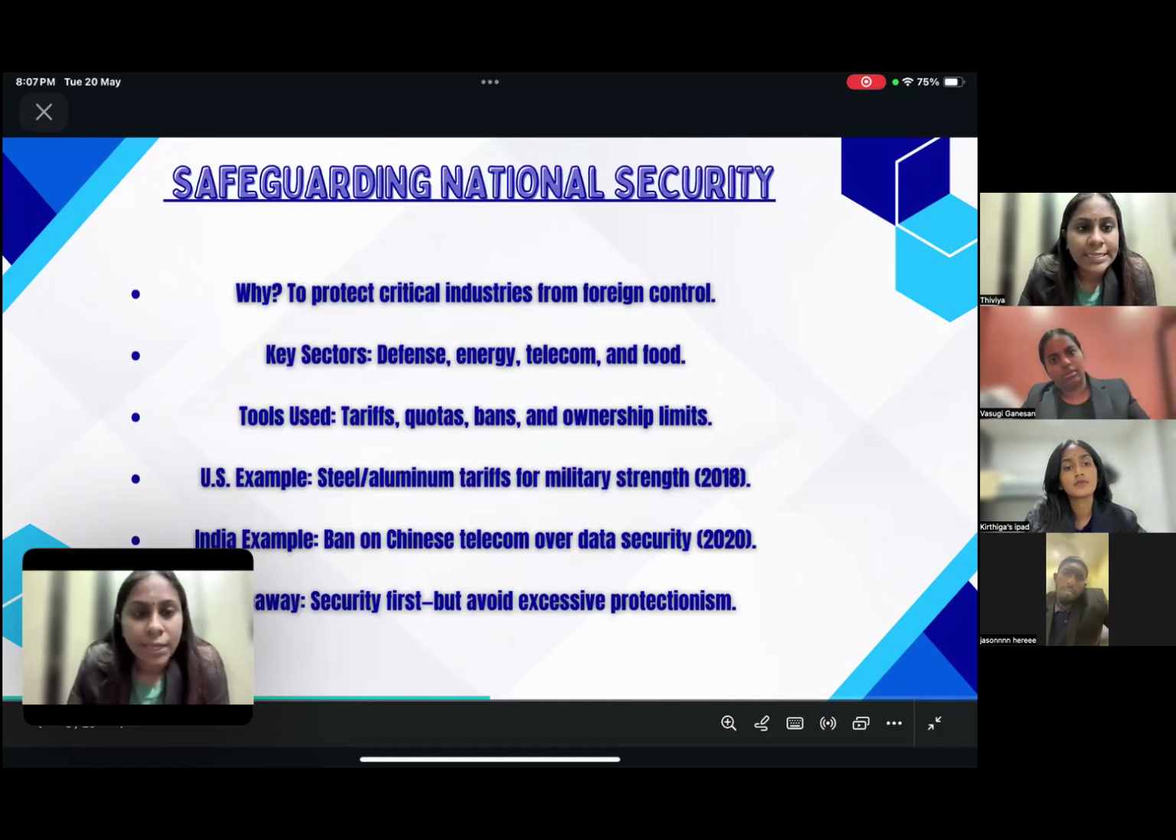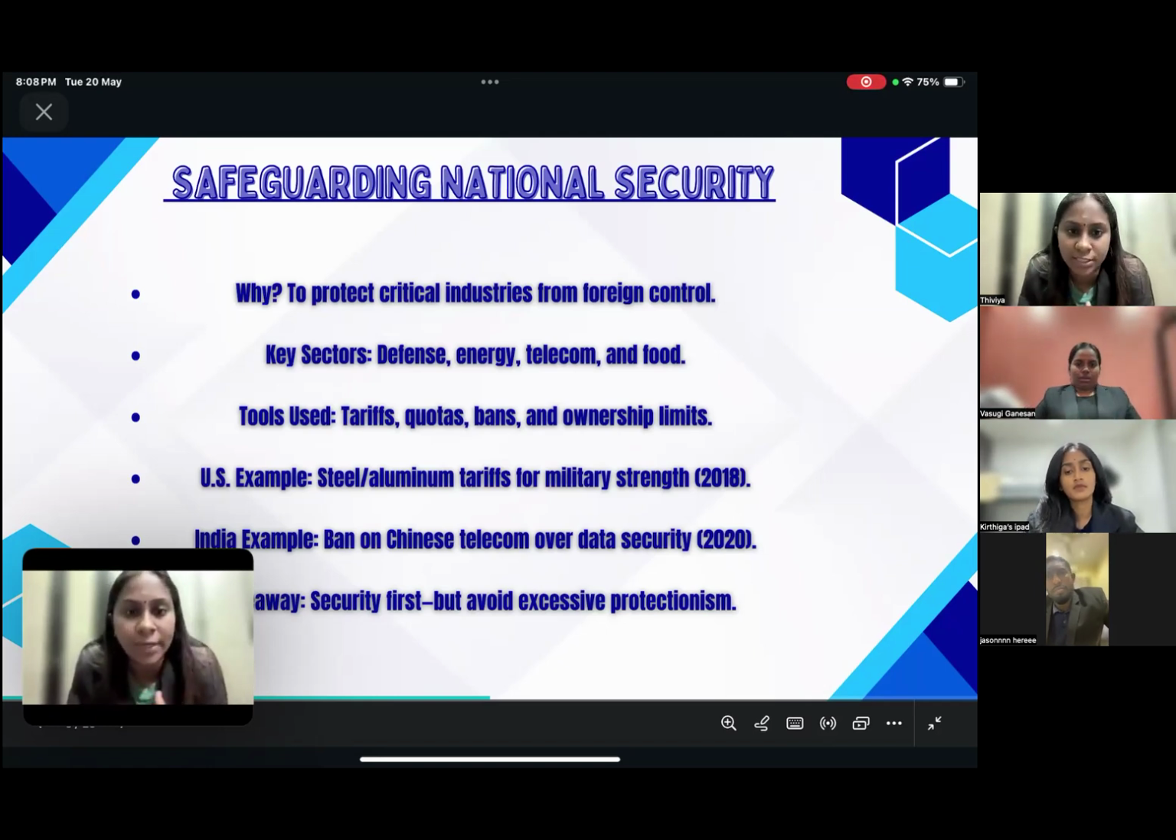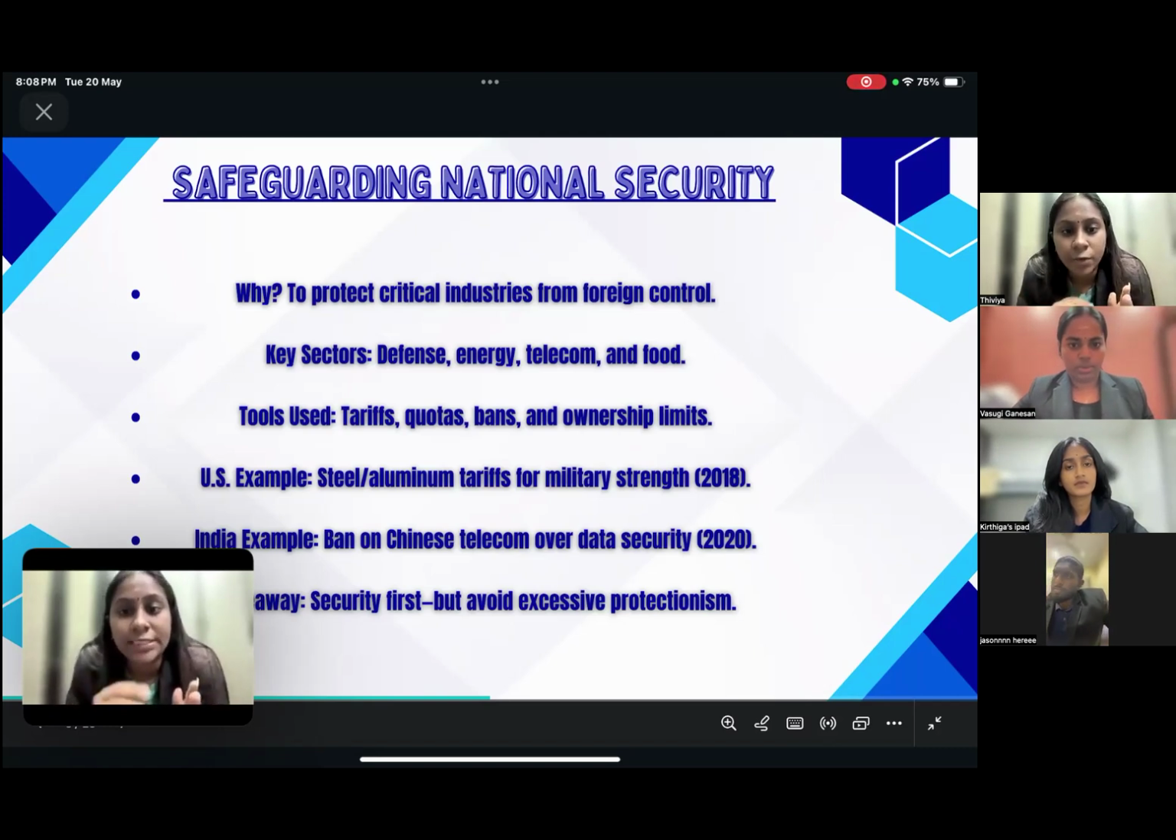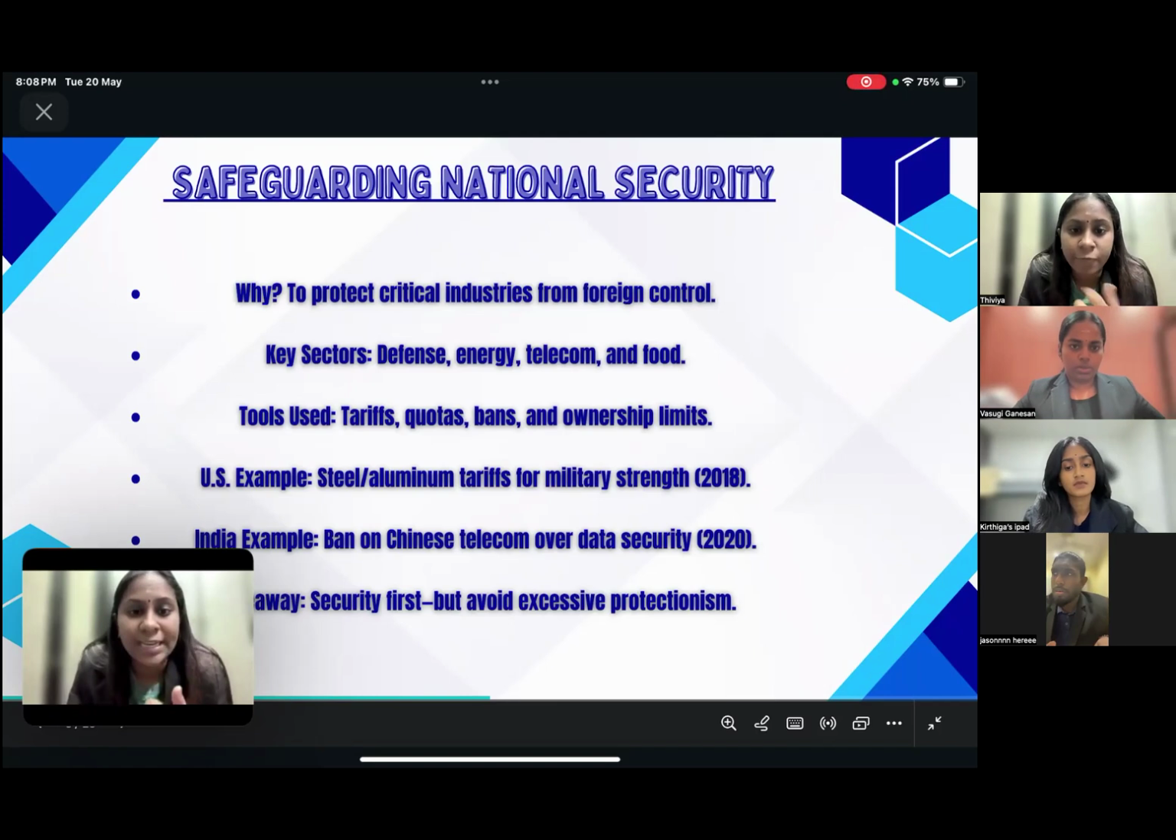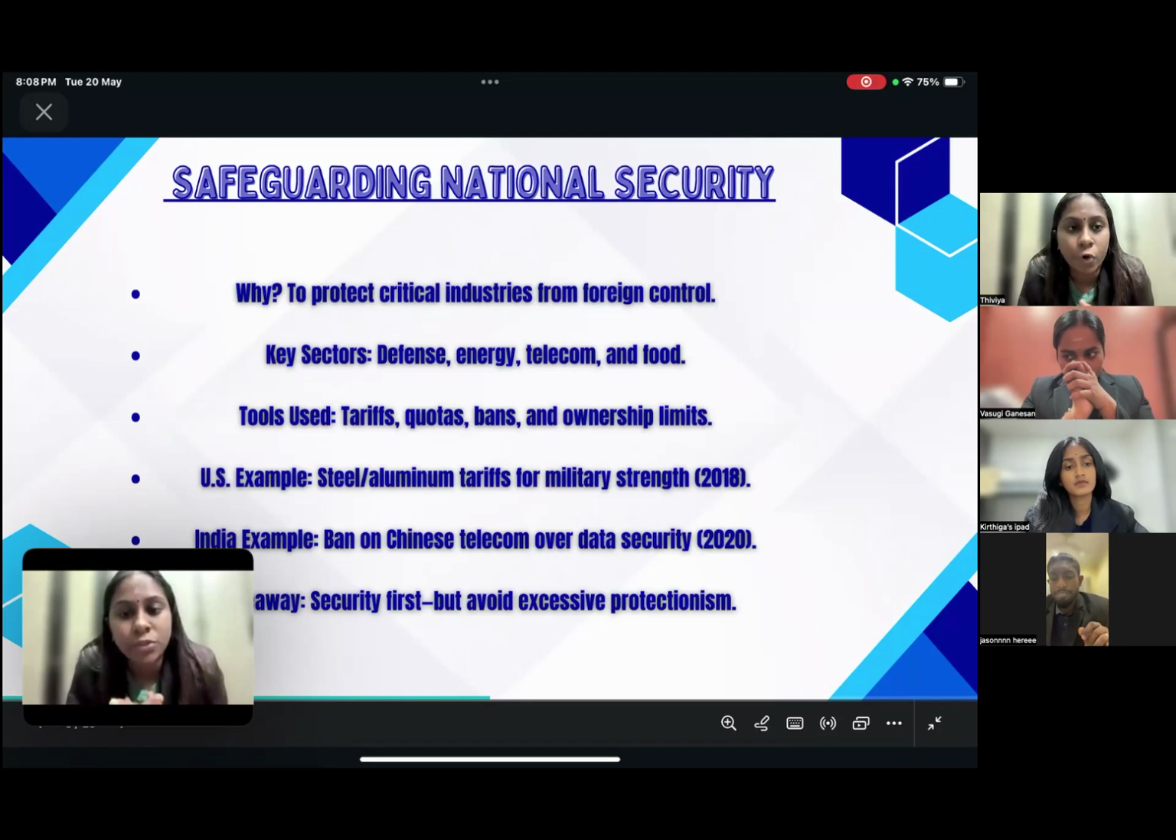That one is safeguarding national security. The second reason for protectionism is national security, making sure key industries are controlled by the country, not foreign powers. Sectors like weapons, energy, food, and telecom are vital for survival and defense, especially during war and crisis. Governments use tools like tariffs, bans, and ownership restrictions to reduce dependence on foreign nations.